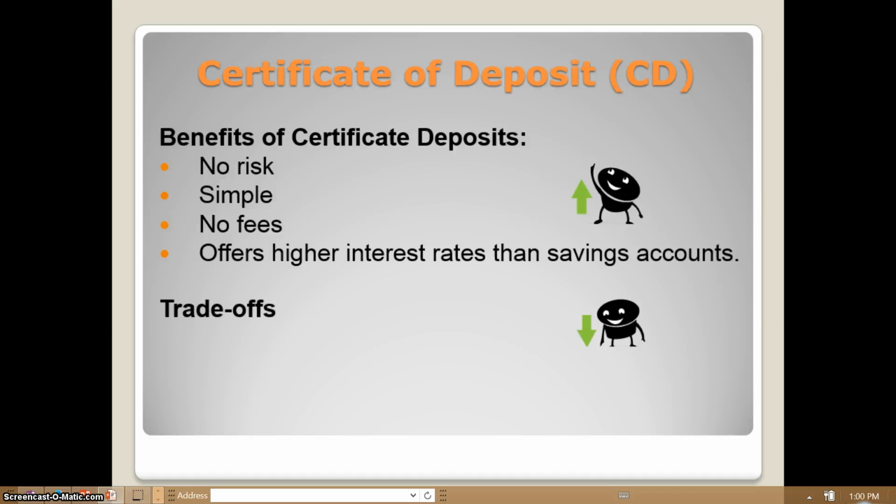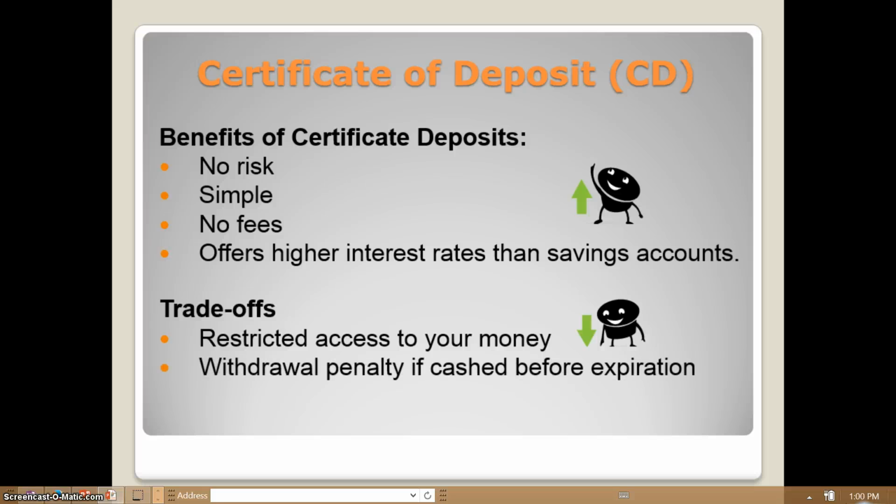Trade-off is you've got restricted access to your money, so you need to make sure that that's not money that's part of that needed money of your emergency fund that you would need to get access to in case of an emergency. And then there is a withdrawal penalty of cash before your expiration or maturity date.